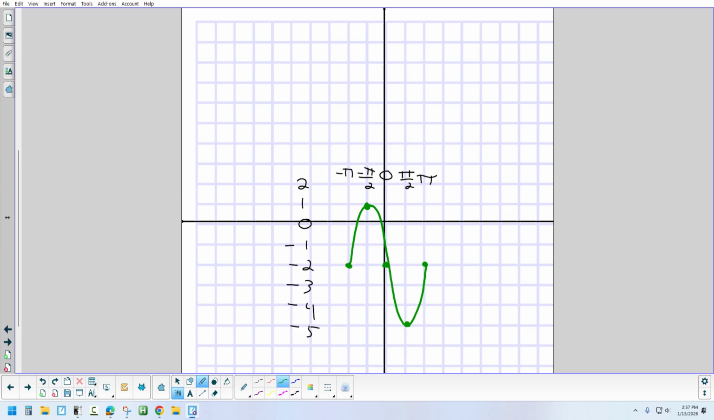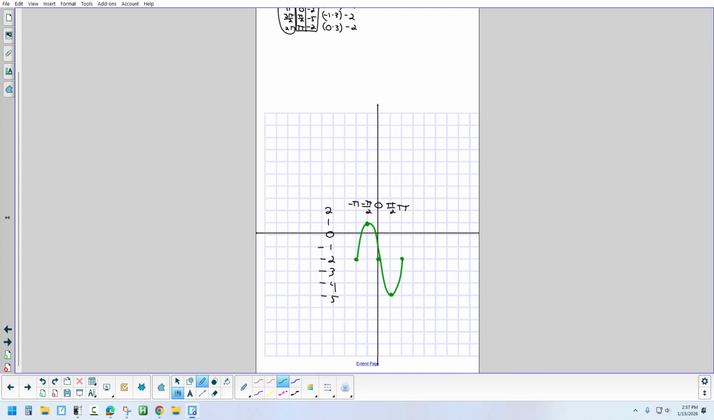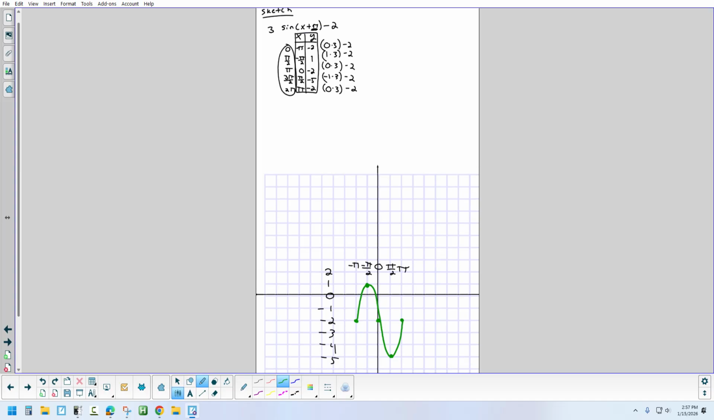Any questions on that? What's the amplitude of that sketch? Yep, 3. 3 is the absolute value of the number that's in front of the function. Or if you draw in the center line, which is right there, it's the distance from that line to the highest, which is 3, or that line to the lowest. It's also 3. So amplitude is 3.